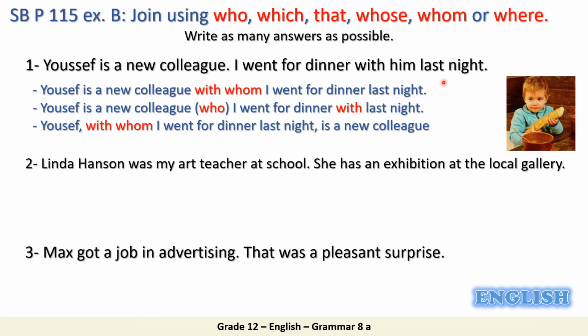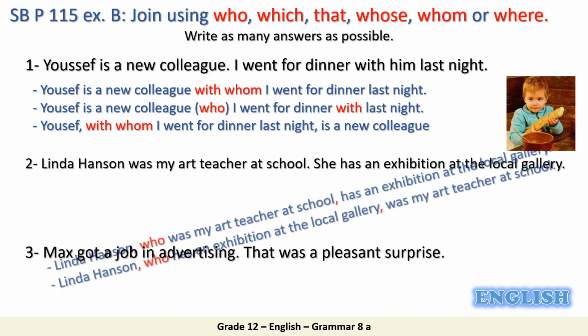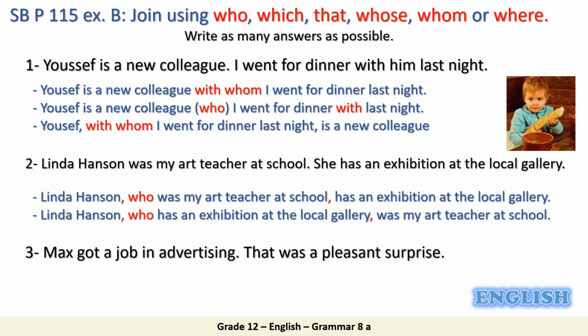We can write 3 different answers. Yusuf is a new colleague with whom I went for dinner last night, or Yusuf is a new colleague who, between brackets, means we can omit it, who I went for dinner with last night, or Yusuf with whom in a non-defining relative clause, right? Do the same with questions 2 and 3 and take this feedback. Are you okay with the answers?